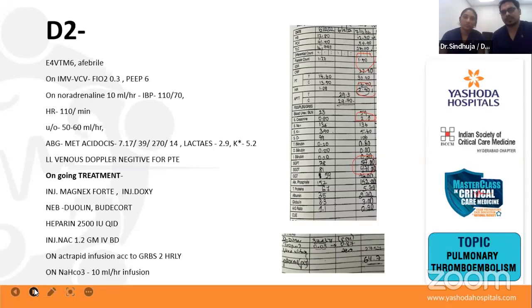In view of her background history of CAD and correlation with an echo showing RV dysfunction also, and underlying CAD, she requires a prolonged hospital stay and anticoagulation therapy should be continued. And once she's hemodynamically stable, then we can plan for an extubation further, as the course goes on.